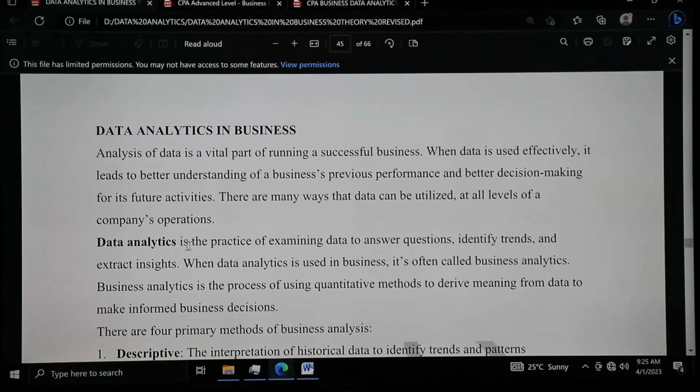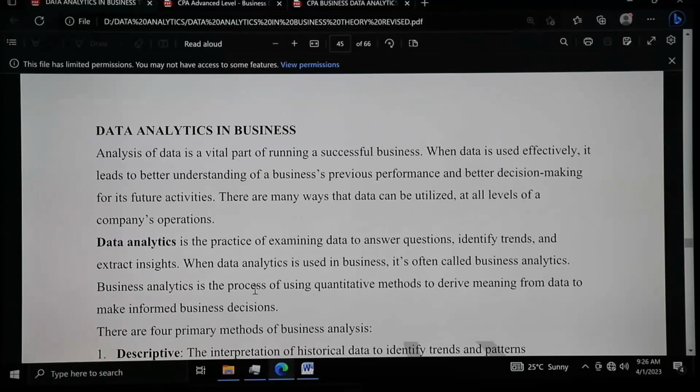When we talk of business analytics or data analytics, we are referring to the practice of examining data to answer questions, identify trends, and extract insights. And when this analytics is done in business, it is what we call business data analytics. So, it means the effectiveness of analyzing the data so that we can answer some questions, identify some insights, and identify some trends in business.